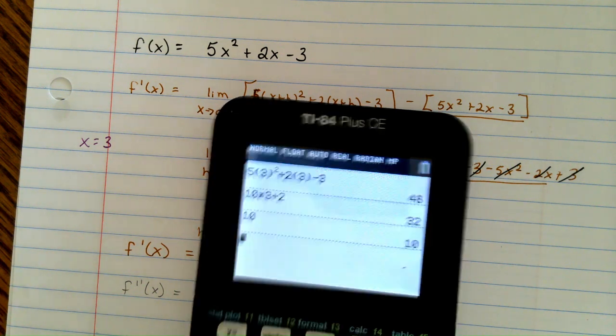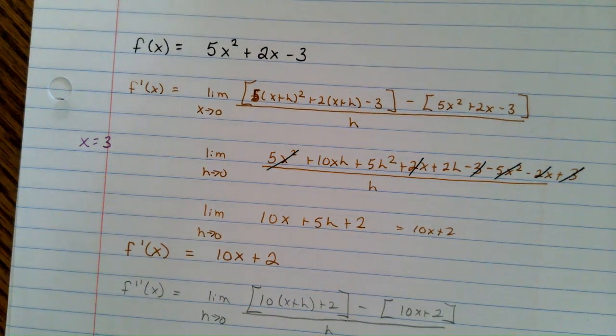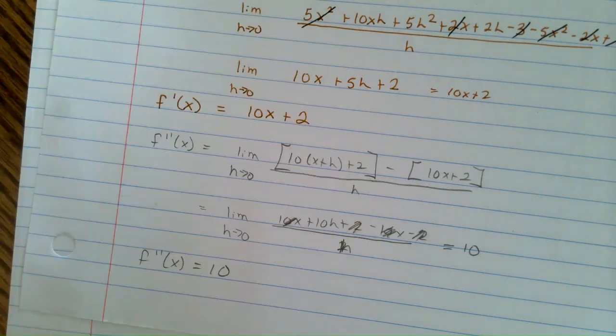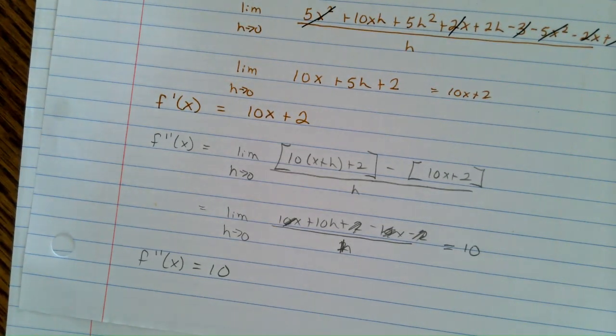Okay. So, derivative, apply the limit process, watch your algebra, and you've got this.